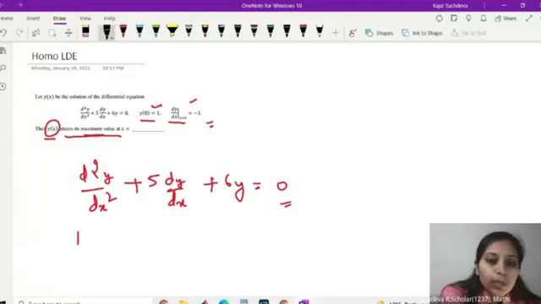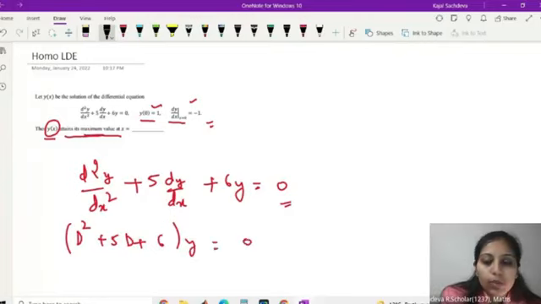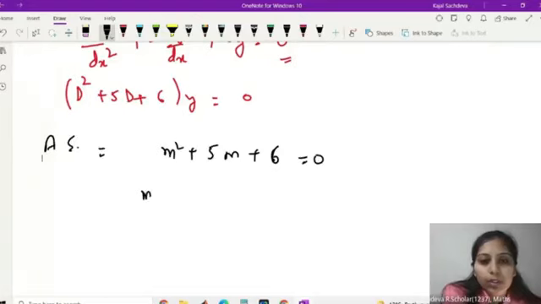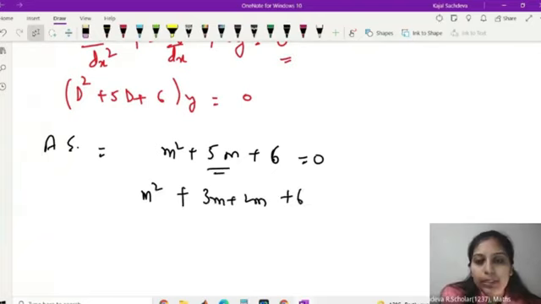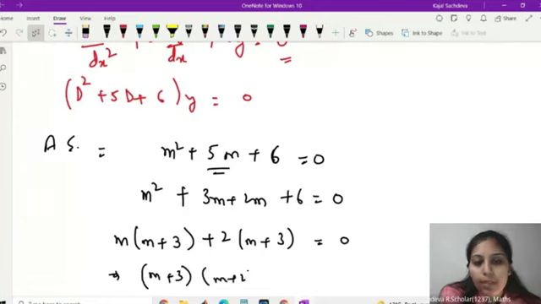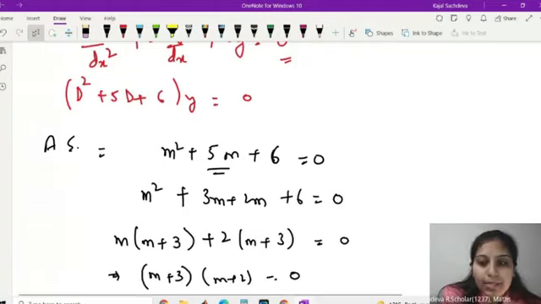So write it in symbolic form: D square plus 5D plus 6, y is equal to 0. So from here we can write the auxiliary equation as m square plus 5m plus 6 is equal to 0, which can be factorized further: 3m plus 2m, its sum is 5 and product is 6. So taking m common, m(m plus 3) plus 2(m plus 3) is equal to 0. So from here, (m plus 3) into (m plus 2) is equal to 0, and we get the values of m as minus 3 and minus 2.